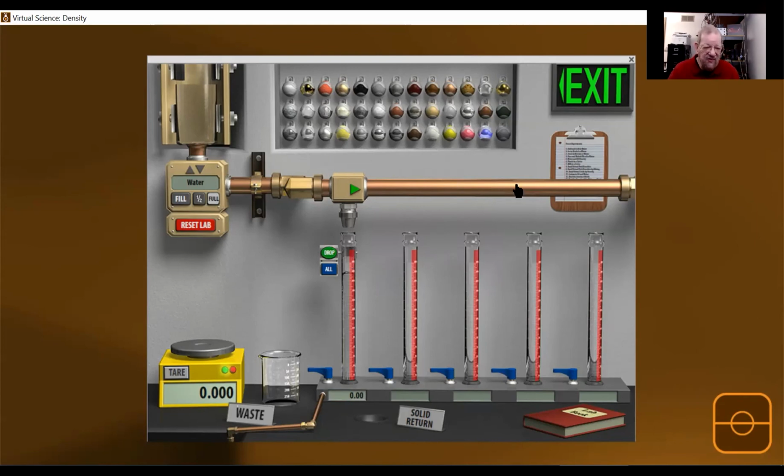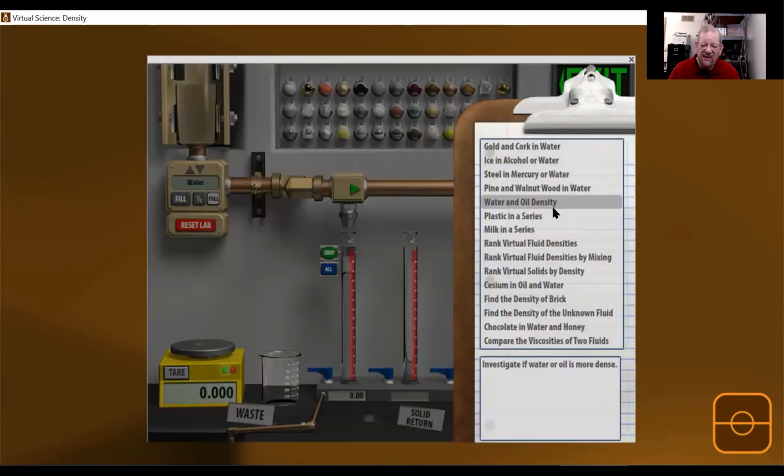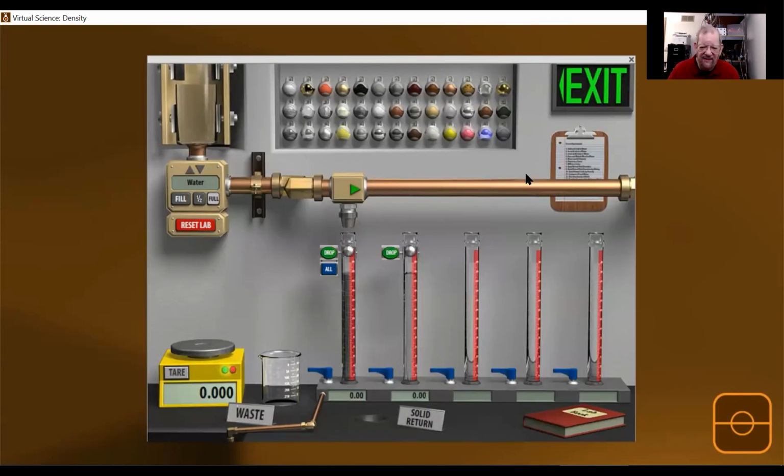Now, if you want to have some fun on your own, this is not part of the experiment, click on the clipboard. They have some stuff you can play with. Let's do steel and mercury or water. I clicked on that. Notice I have a steel ball, and this graduated cylinder is mercury, which is a dangerous liquid. It's a poison, it's a cumulative poison, which is why we don't use thermometers with mercury anymore at home. And here we have water. And now have some fun.